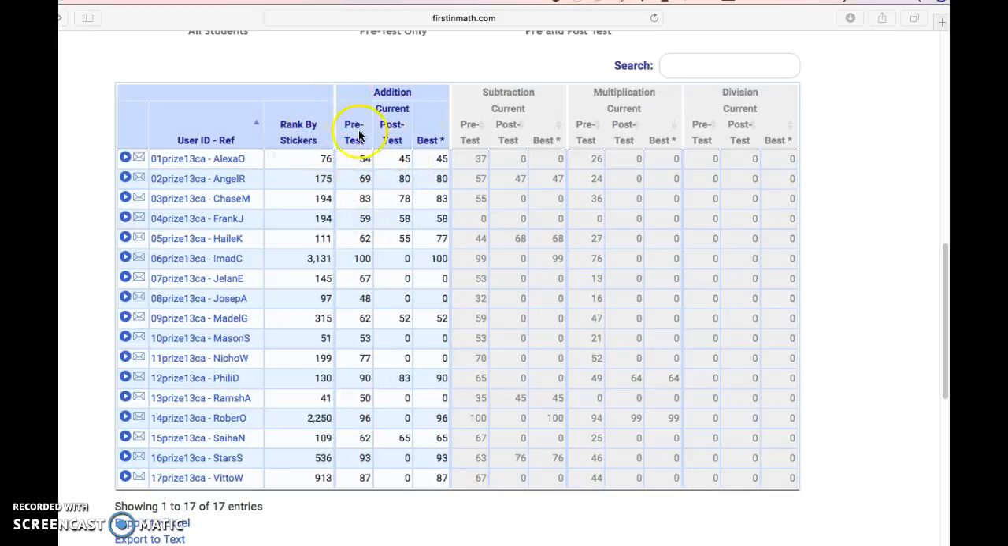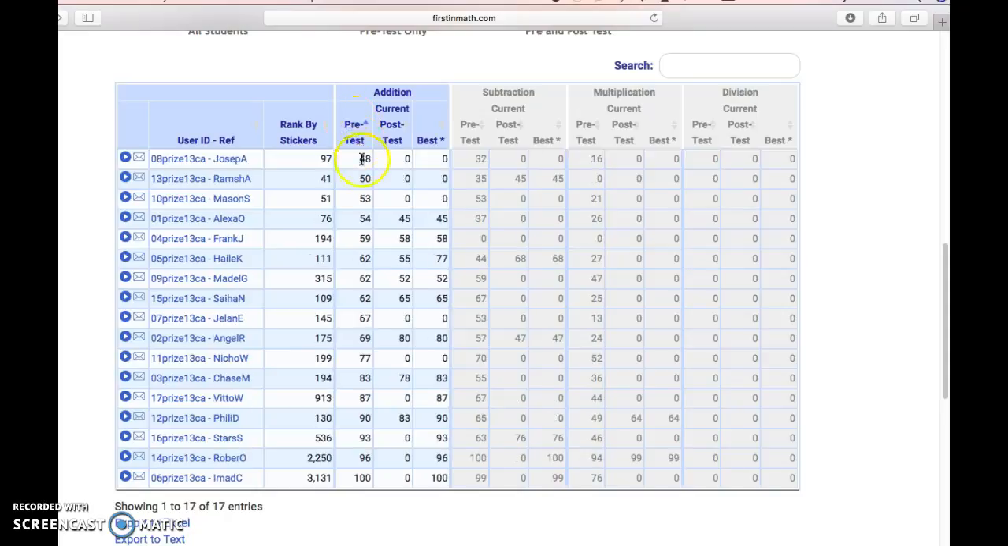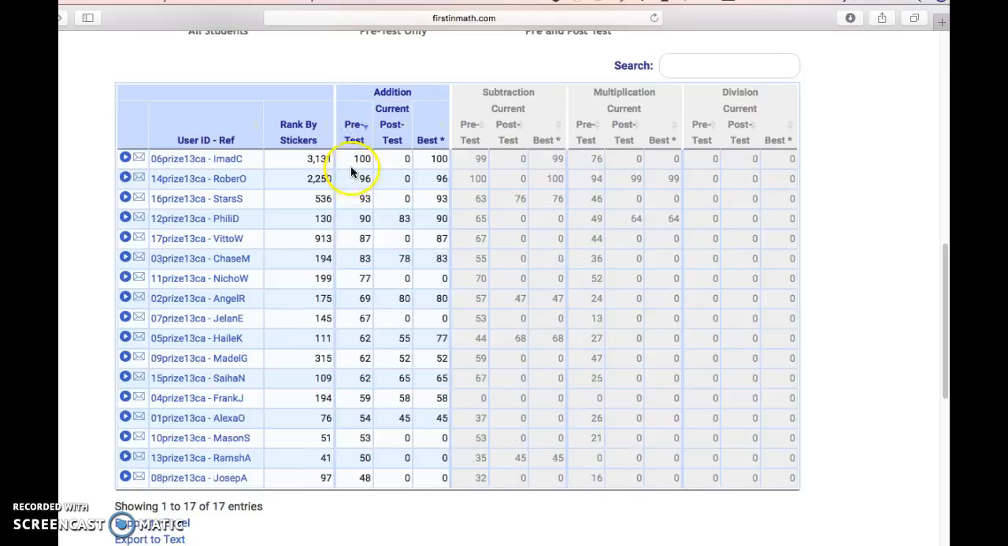Here's the pre-assessment. If you want to see it in order, just press the pre-assessment, and then you can get the lowest from the highest. If you press it again, the highest from the lowest. So we see Ahmad has 100. Robert, 96. So we can see that these students did not take the post-test, but their pre-assessment's already beyond. They don't need to practice addition.